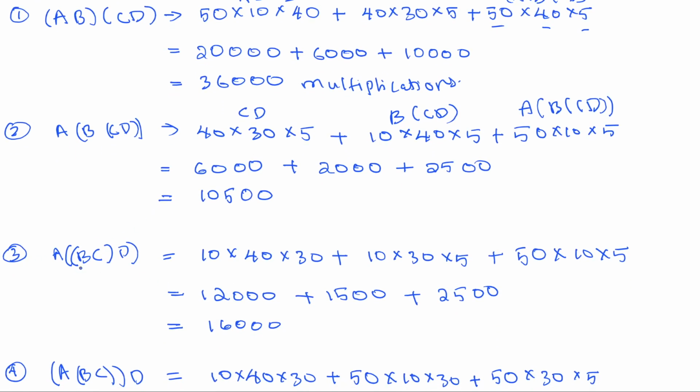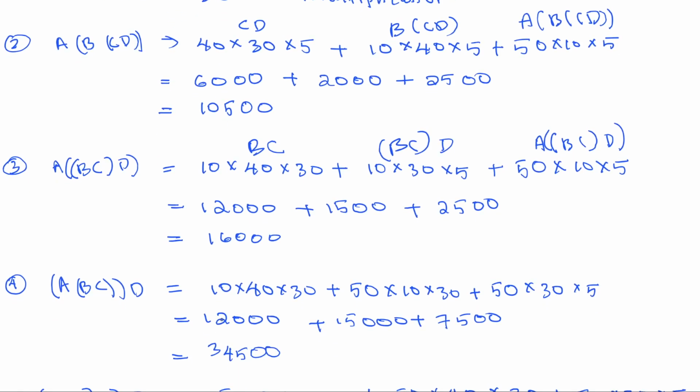Similarly for the third case, first you are multiplying BC, then you are finding BC into D, then you are multiplying A with the result of these multiplications. The total number of multiplications required to calculate BC will be this one. Then you will have to find BC into D, and the number of calculations required for that multiplication will be this one. Finally you will be calculating A into BC into D, which is the number of multiplications required to calculate the final product. In total it will be 16,000 multiplications.